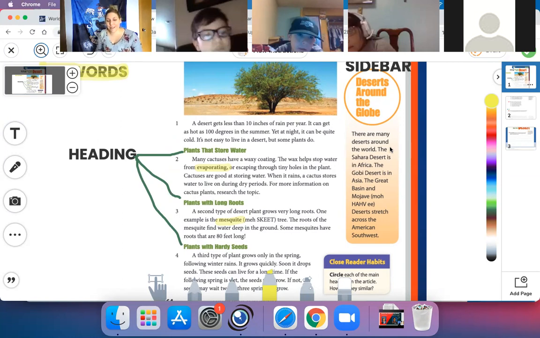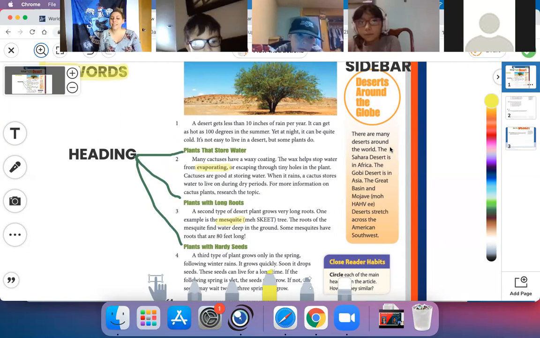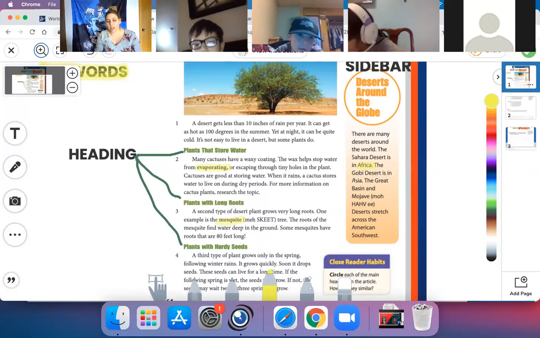To help us better understand the article, it gives us more information. It says deserts around the globe. There are many deserts around the world. The Sahara Desert is in Africa. The Gobi Desert is in Asia. The Great Basin and Mojave Deserts stretch across the American Southwest.